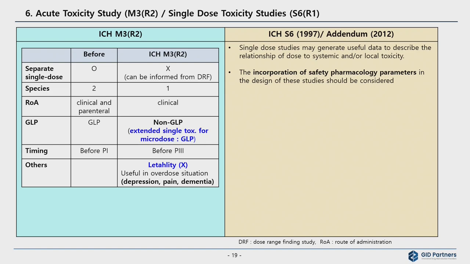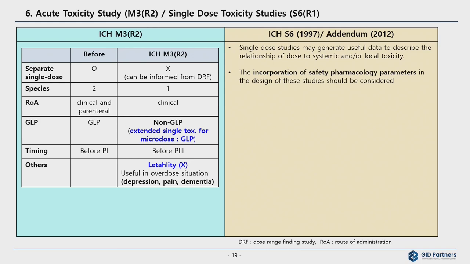For acute toxicity study and single dose toxicity study, two species and LD50 and lethality were required, especially for the overdose. And now in the DRF study, this kind of information can be garnered. So one species, non-GLP is acceptable, before phase three. And for the lethality, this is not a parameter anymore. But for depression, pain, dementia, in those cases, there is a risk of an overdosing situation. So for this situation, lethality study data can be very useful.